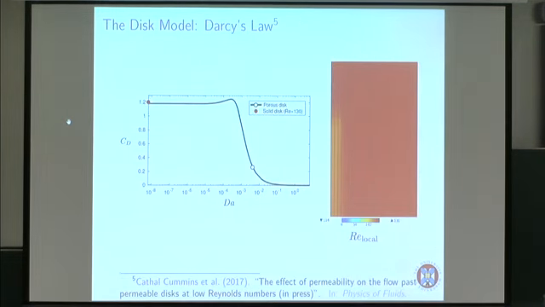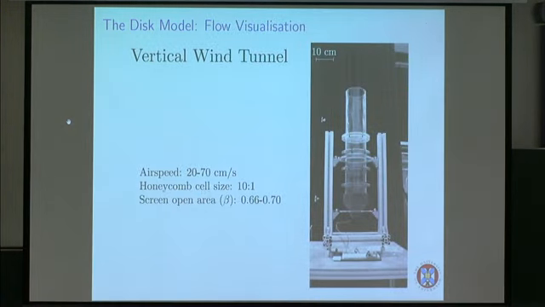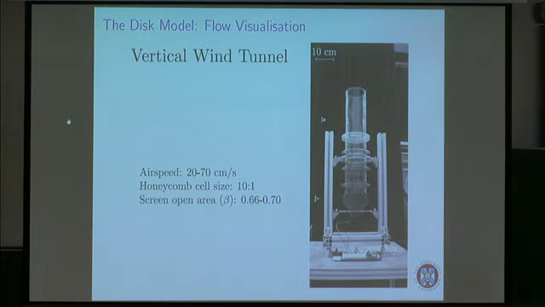So, okay. So the question is, what does it mean? What does the dandelion actually have? Does it behave like individual filaments? Does it behave like a porous disk?